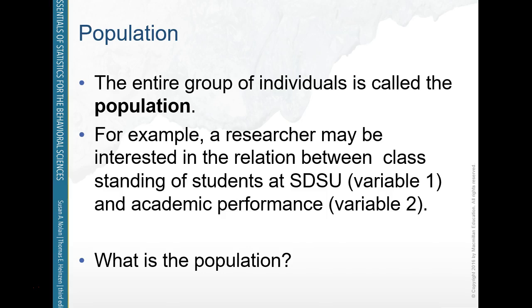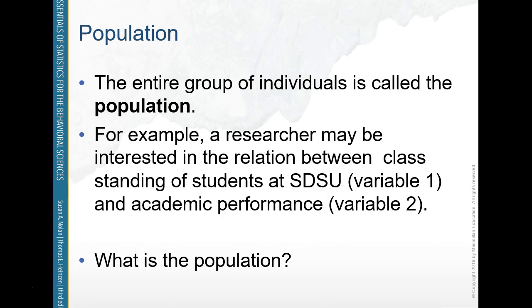So if I was interested in studying the relationship between class standing of students at San Diego State, so freshman, sophomore, junior, senior, class standing, and their academic performance, their GPA. So is there a relationship between if you are a freshman, sophomore, junior, or senior and your GPA? The population that I'm interested in is everybody that I'm interested in studying. So that would mean every single student at San Diego State. That would be the population.